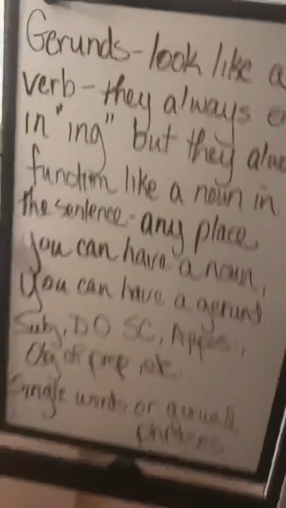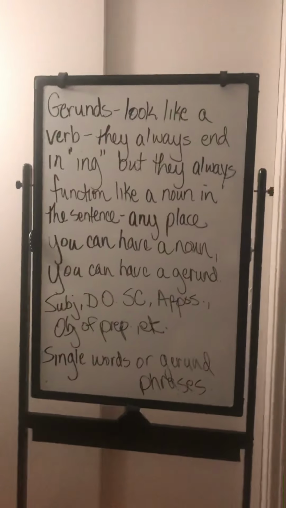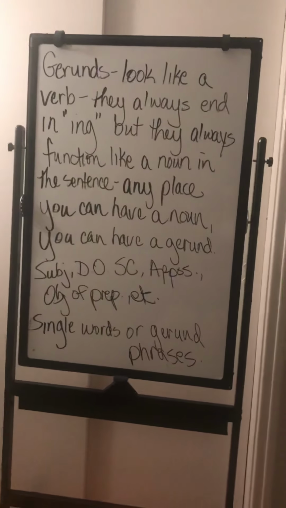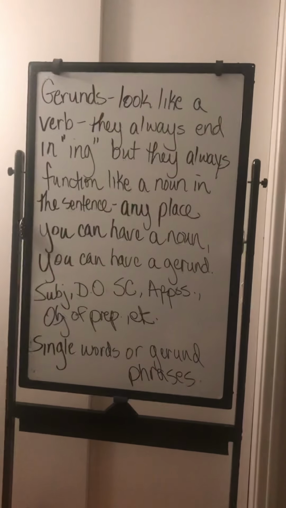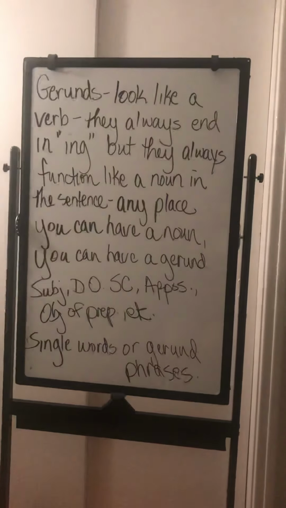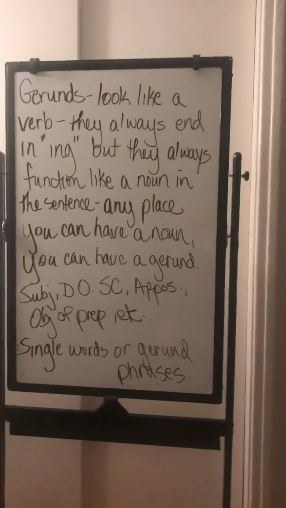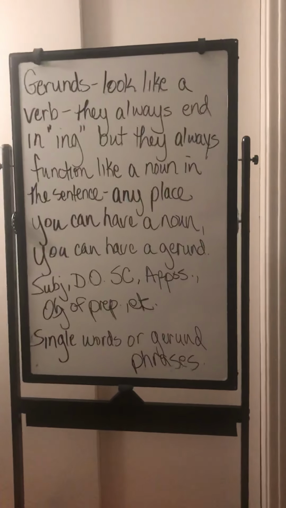And now I want to review for you gerunds. Okay, so gerunds are the second type of verbal that we talked about. And gerunds always end in ing, which makes them easy, except that you want to make sure that you don't confuse a gerund with a present participle because they both end in ing. But a gerund always ends in ing, and it always functions as a noun in the sentence.